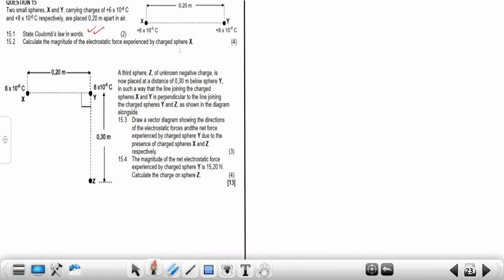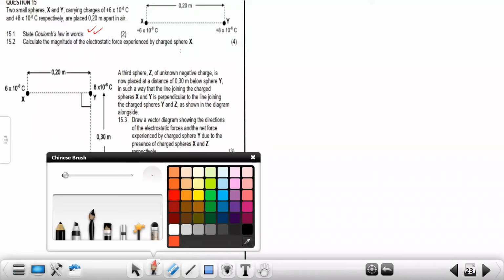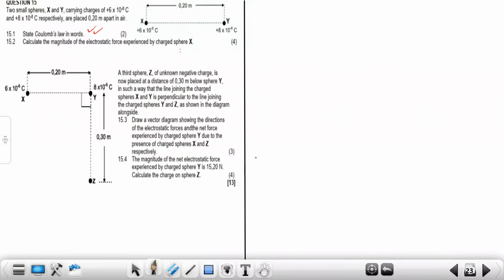So this one I'm just going to say at 15.1, it's easy, 2 marks, because now it's a law, and remember we must get all our definitions right. And then now at 15.2, it says two small spheres X and Y carrying charges of plus 6 multiplied by 10 to negative 6 coulombs and plus 8 multiplied by 10 to negative 6 respectively are placed 0.2 meters apart in air. Calculate the magnitude of the electrostatic force experienced by X.